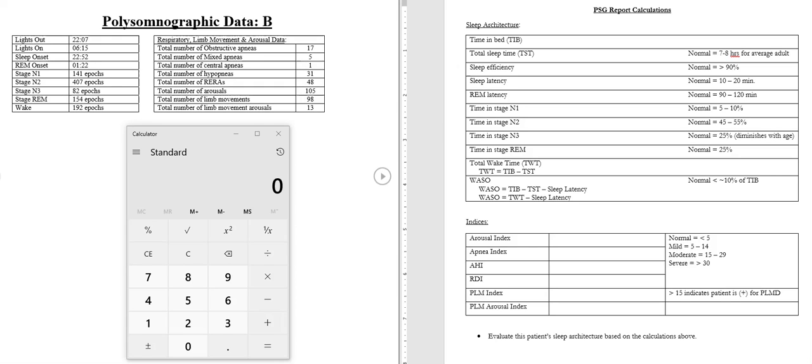Hello, so this is just a review or demonstration of all the different calculations involved in the PSG report. So we've got our data over here, my calculator up here, and then this is where I'll be doing all the math over here. So the first one we're going to do is time in bed, and so from that we're going to go from lights out to lights on, and so you can just count and kind of do the math in your head, the difference between this time and this time.